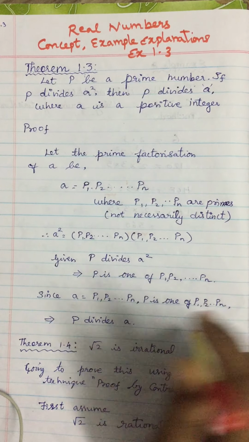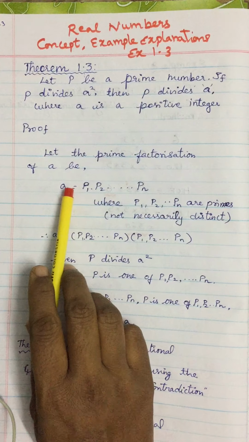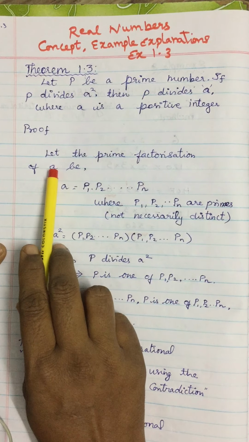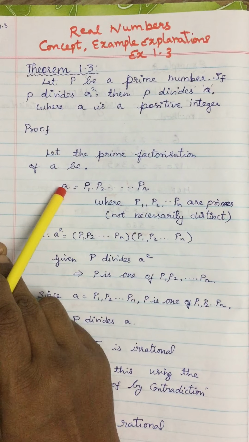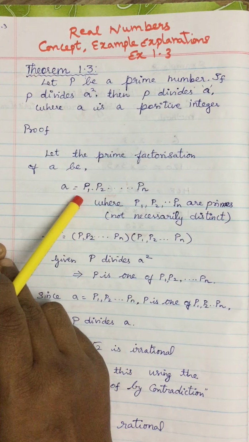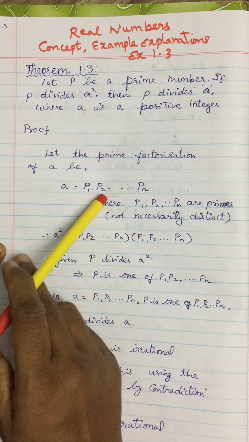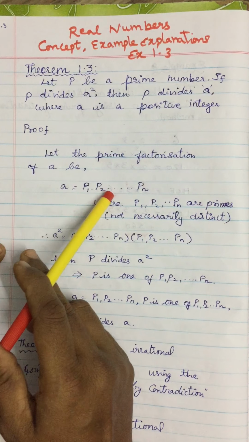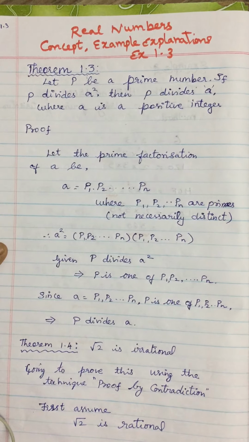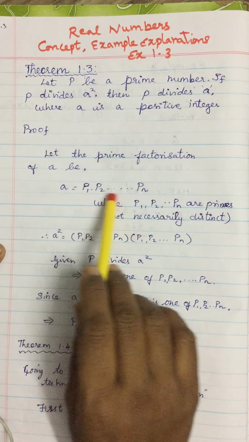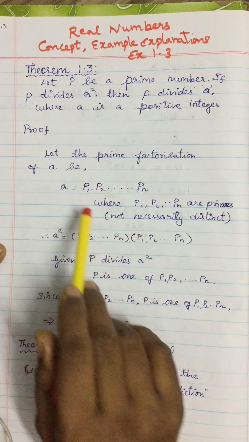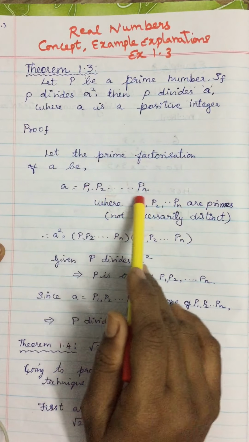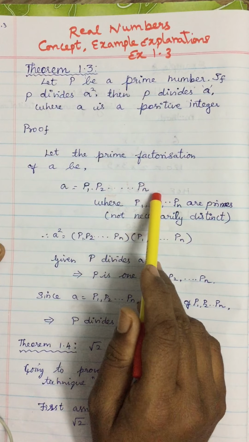So coming to the proof, let the prime factorization of A be. For example, you are considering A as some composite number like 6, 4, or 10. That number can be written as the product of prime factors like P1, P2, etc. up to Pn. I am taking P1, P2, etc. Pn as the prime numbers. On multiplication of these prime numbers, I am getting A. This is what I am assuming here. And they are not necessarily distinct prime numbers. There may be some repeated prime numbers also.